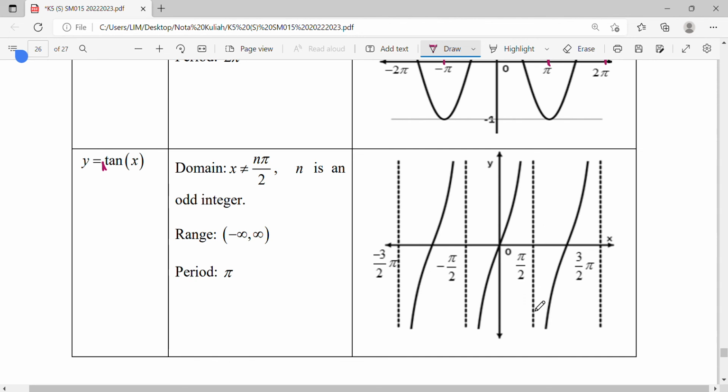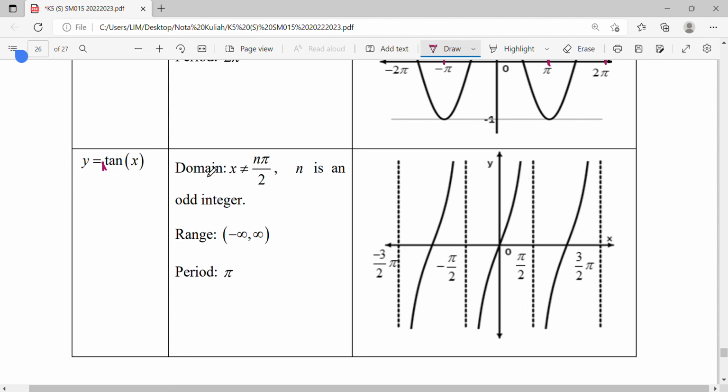This is the line we call an asymptote, which the graph doesn't cross over. The graph goes near to it. You can see the graph shoots up near it, and even the graph from the bottom shoots up, going near to it. So this is the asymptote. Asymptotes will occur at pi over 2, 3 pi over 2, 5 pi over 2, and so on.